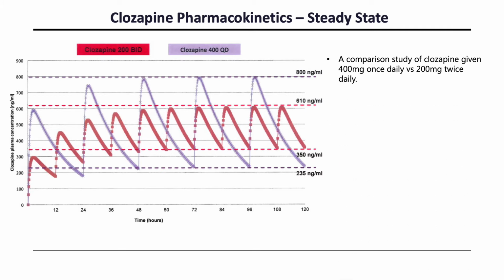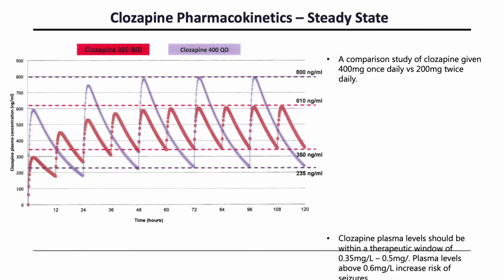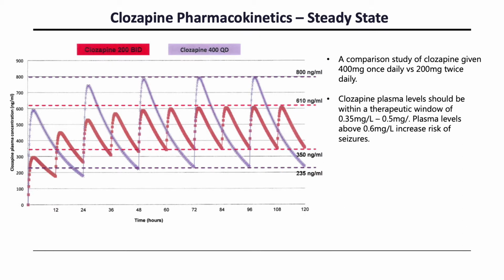Clozapine plasma levels should be within a therapeutic window of between 0.35 milligrams per liter to 0.5 milligrams per liter. Plasma levels above 0.6 milligrams per liter increase risk of seizures.